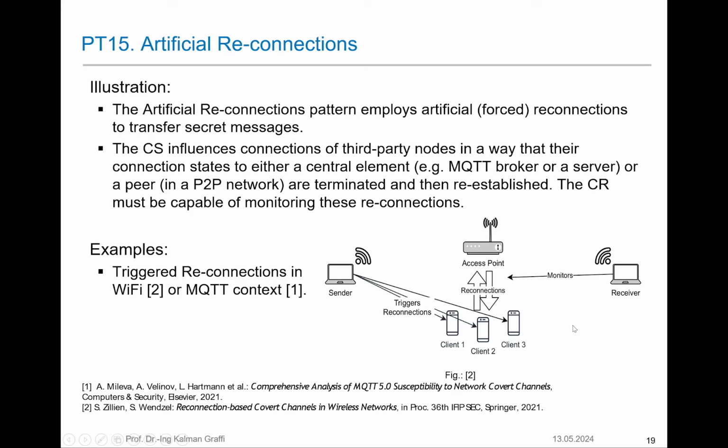At one point, artificial reconnections, especially in Wi-Fi or an MQTT broker, where you have to register at a service. You can basically terminate and re-establish your connection. That can also be an access point, terminate and re-establish. Somebody else monitors this and sees that you left the network, you sent a de-authentication message to the Wi-Fi, and then you joined in again. Participating in a network, yes or no, leaving the network, joining the network, that can also be a signal.